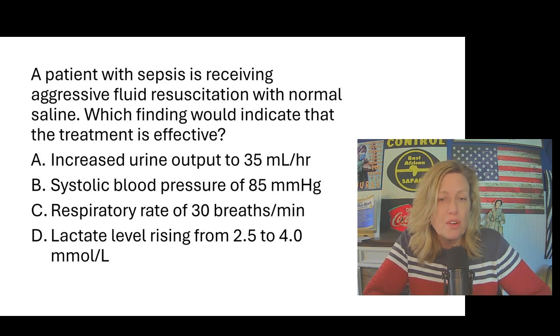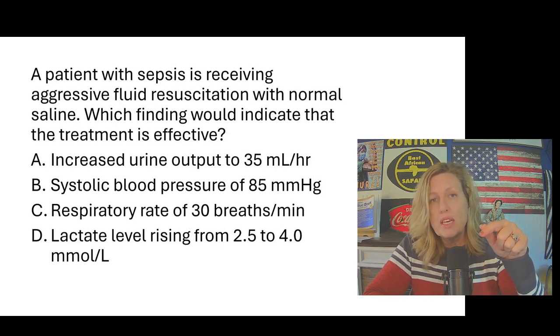Increased urine output to 35 mils an hour. Well, normal urine output is 30 mils an hour. So that's good. If it increased to 35, that tells me urine output is good. So they're perfusing their tissues. Systolic blood pressure is 85. Well, that's pretty low. That doesn't tell me the treatment is effective. Respiratory rate of 30, that's high. So that's not telling me the treatment is effective. Lactate level rises from 2.5 to 4.0.